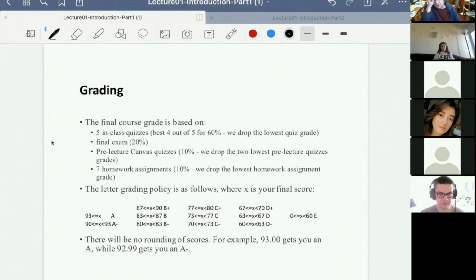So this gives some flexibility to you. I suggest you jump in and try and do your best, because you never know when something will arise that causes you to miss a date, and it won't be excused. So that would count as your missed one. So jump in and get everything done as promptly as you can. The letter grading policy is there. We don't round scores. So do your best. That extra point or 2 points or whatever might matter in your final grade.